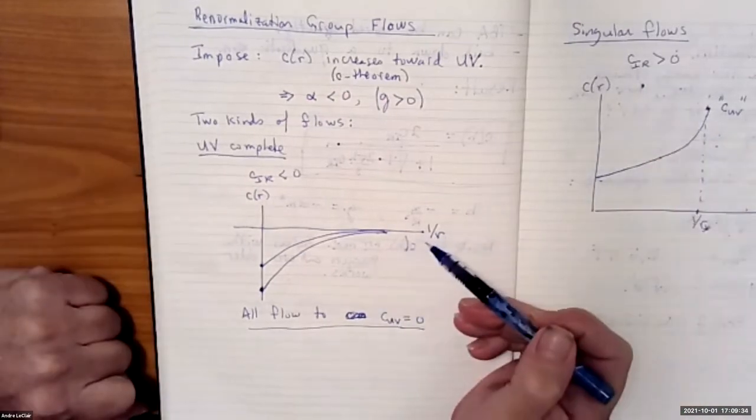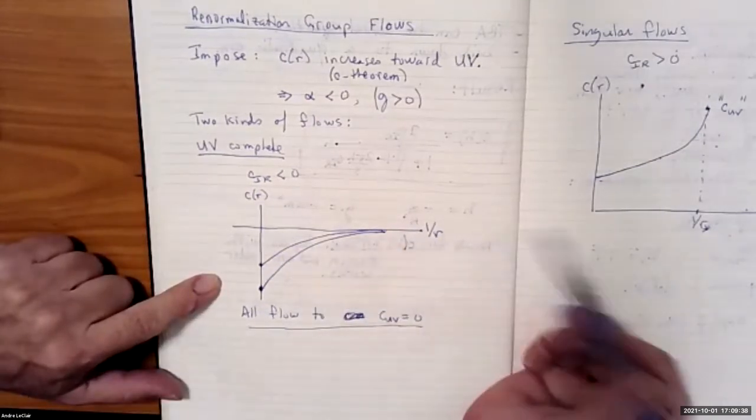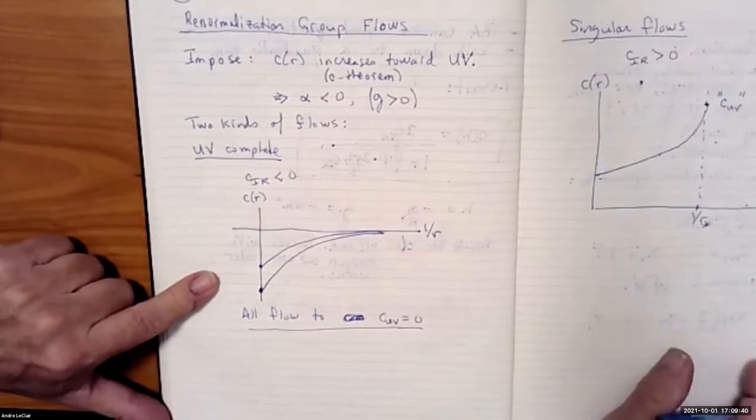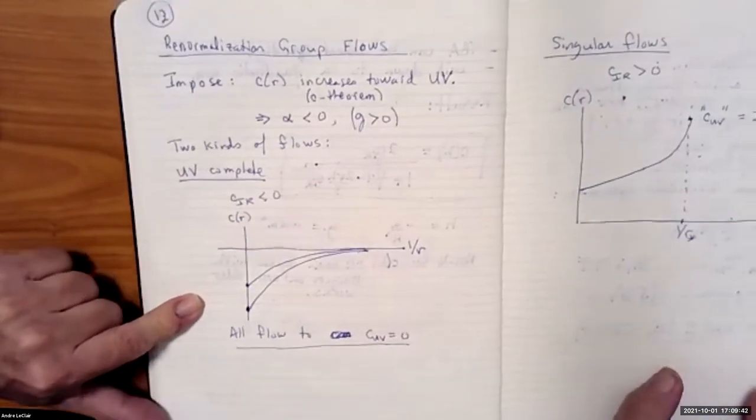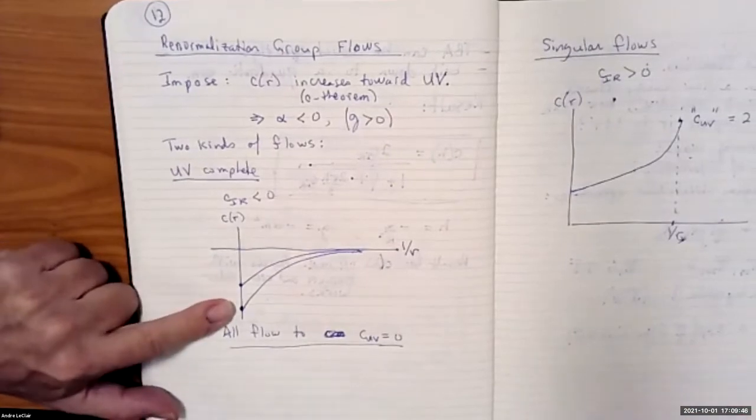And this is a TTbar perturbation. Okay, so there are some TTbar perturbations. If you're starting with a negative central charge, you're going to flow to c equals 0 without any string scale. So these are presumably not string theories.